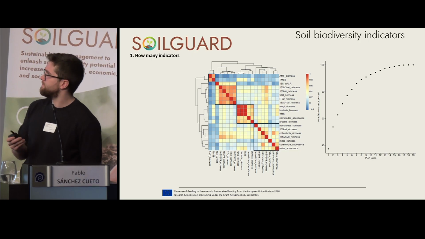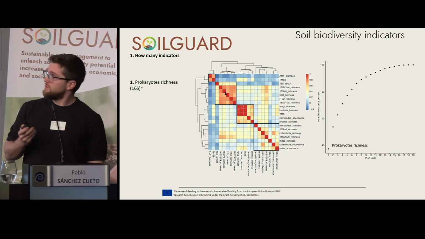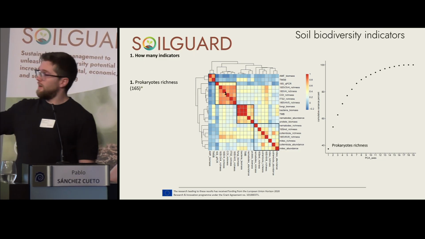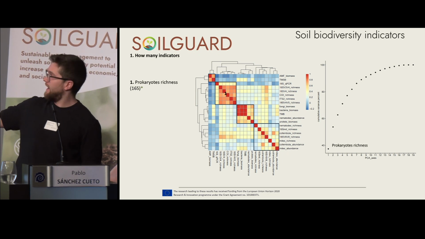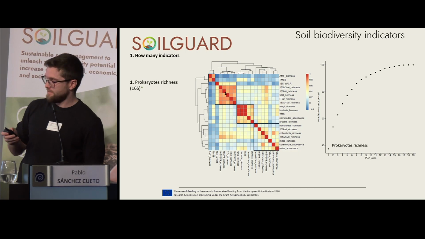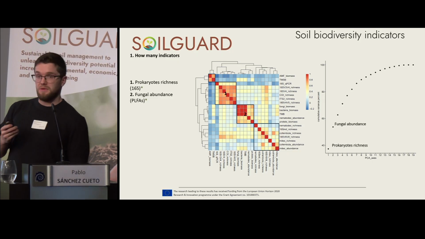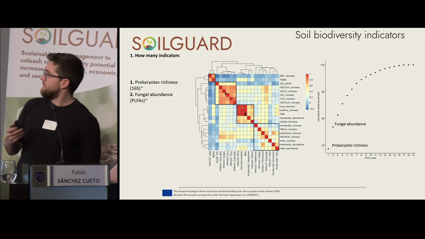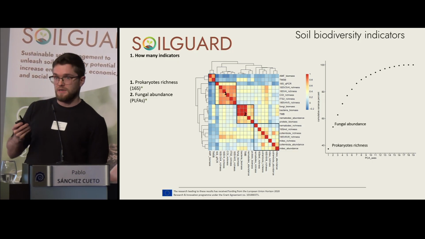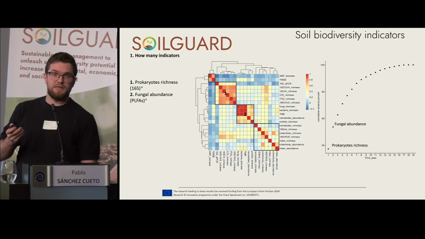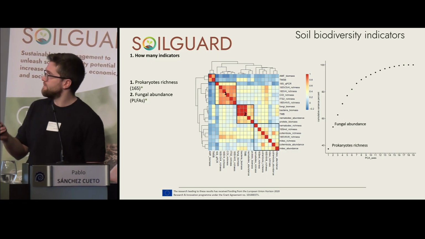But for now, we will focus on the metrics that explain more variation in this whole soil biodiversity. First, we identify the first cluster, which is based on molecular methods. Within this cluster, prokaryote richness was the component that explained higher variation in this first component. Following with the second cluster, which is all related to PLFA data, we identified that fungal abundance within this cluster was the main important metric, which means that it explains more variation in this component.